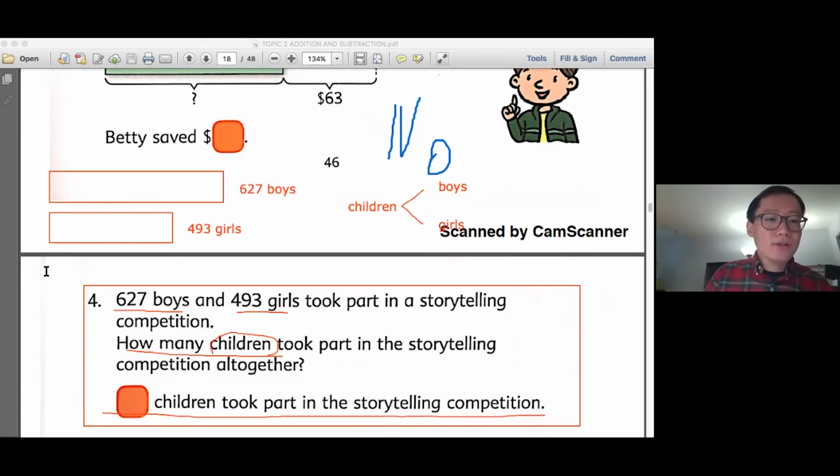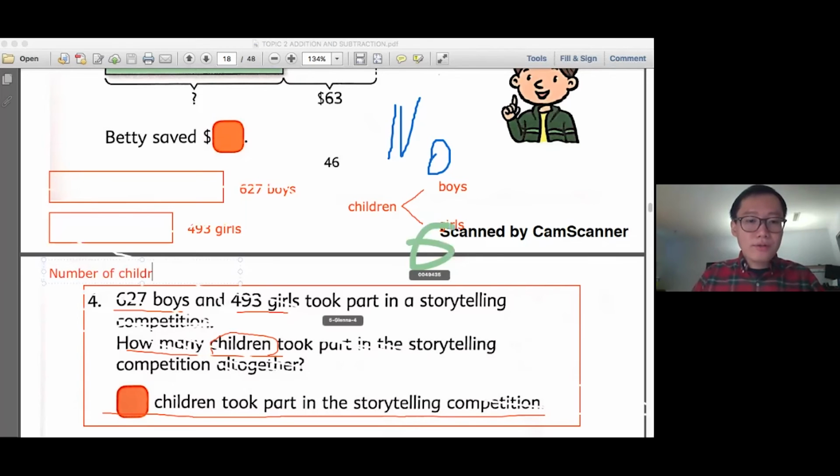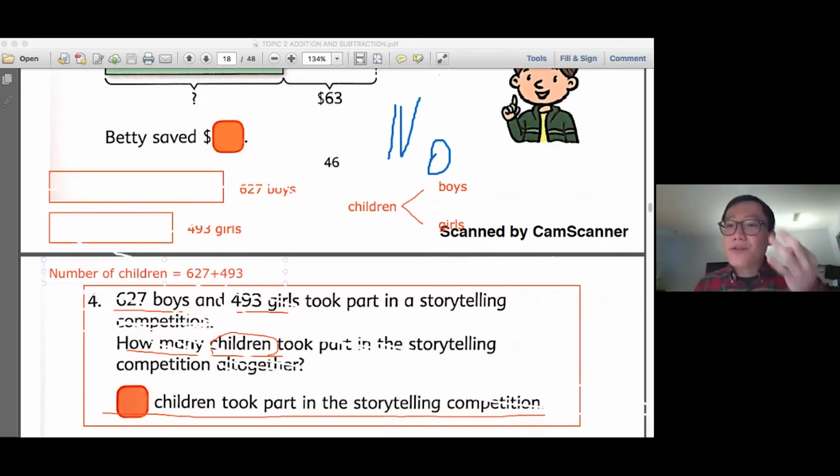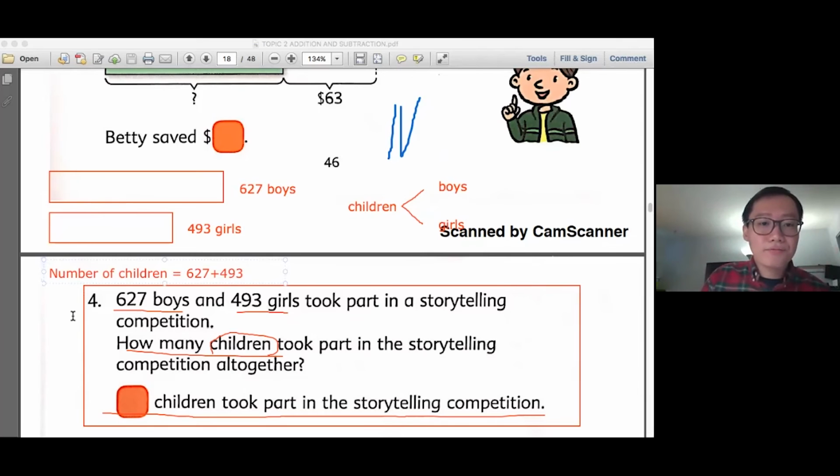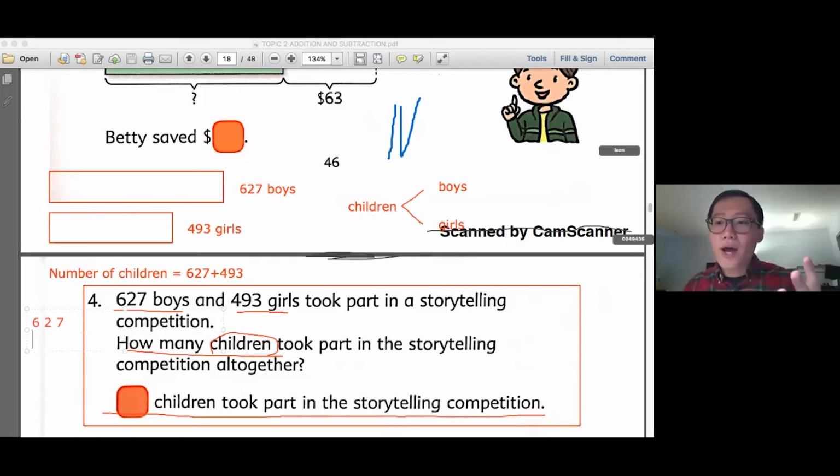So we can say the number of children equals 627 boys plus 493 girls. Now we're going to add a 3-digit number to another 3-digit number, right? Okay, so let's add. We wish to put the big number on the top, 627. And now let's put the small number on the bottom, 493.